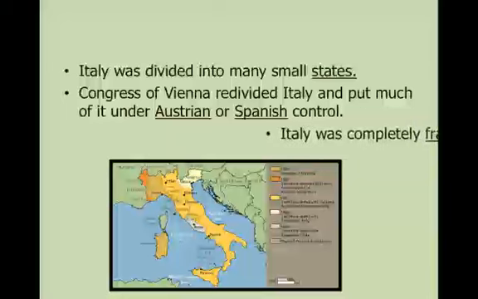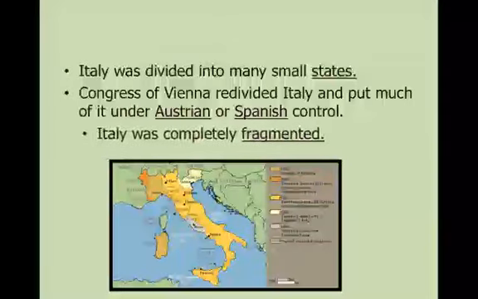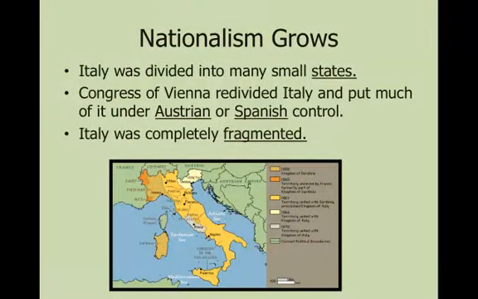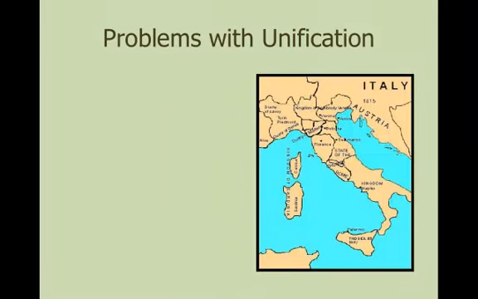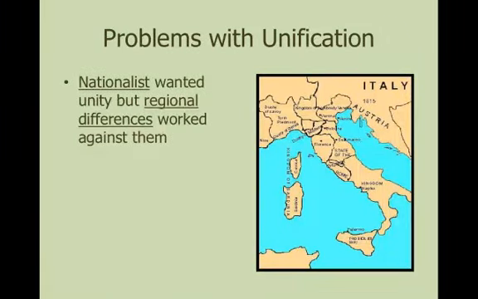So Italy's divided into a whole lot of smaller states. And the Congress of Vienna had redivided Italy and put much of it under Austrian or Spanish control, because again, there was no nation of Italy, or nation state anyway. So it's important, it's fragmented. So what problems do they have with unification? There were regional differences. Even today, people in the South and in Naples are kind of looked down upon by people in the North who think they are sort of superior to the Southerners. Notice a common theme there.